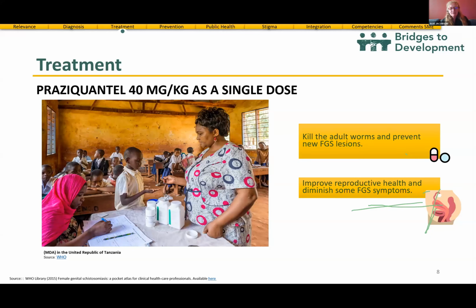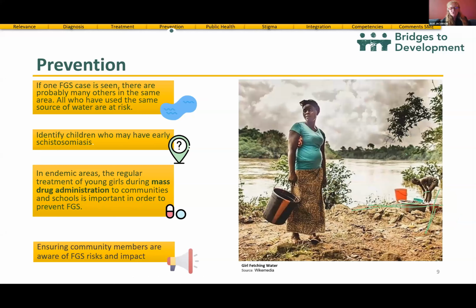And so the mainstay of the program is really trying to reach people as early as possible to decrease the ongoing symptoms that increase with time and duration of infection with schistosomiasis. So prevention, where we want to be is preventing female genital schistosomiasis. When people are infected, we want to be able to treat them and get them properly diagnosed. But the most important piece is actually to prevent them from ever being infected.